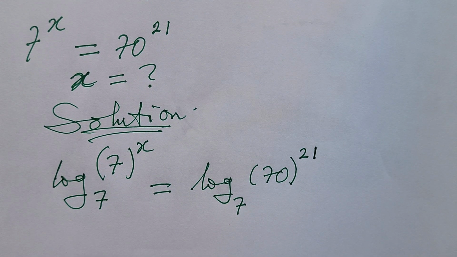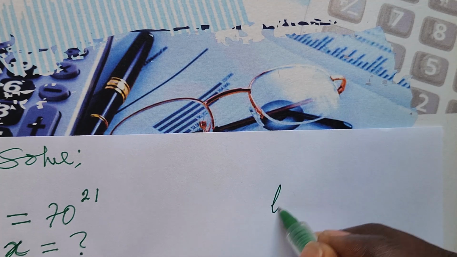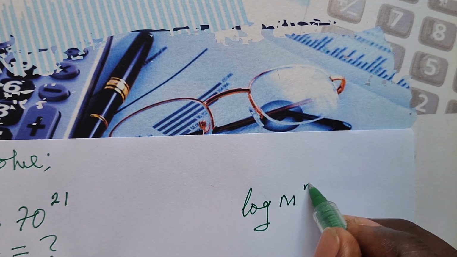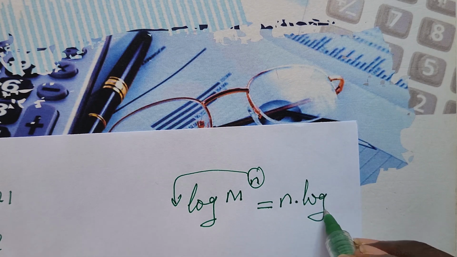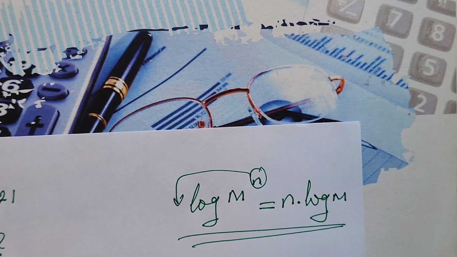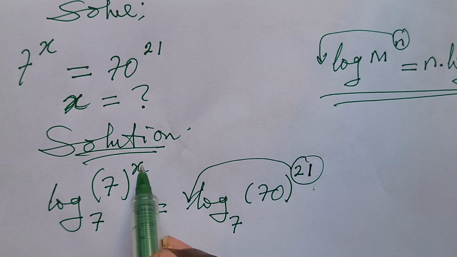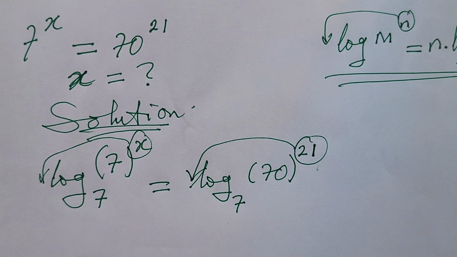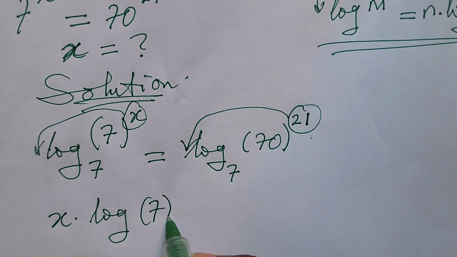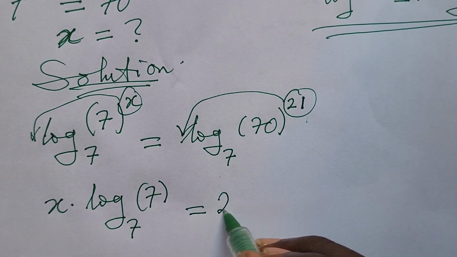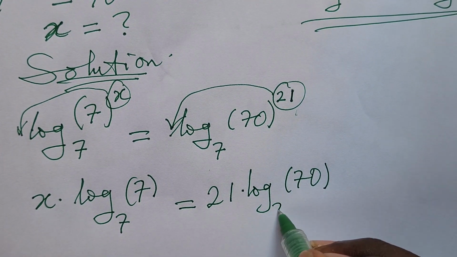Easy. Now we're going to make use of the law of logarithm which is called the power law of logarithm. What does it say? It says that if you have log of m to the power of n, then move the n to the front, and this will give us n times log m. Remember this law? We're going to apply it on both sides of the equation. So this is going to give us x times log base 7 of 7 equals 21 times log base 7 of 70.